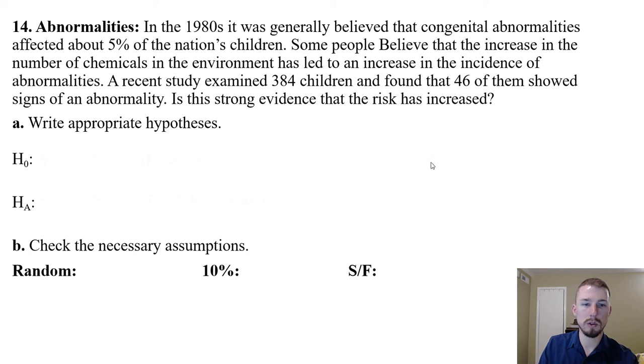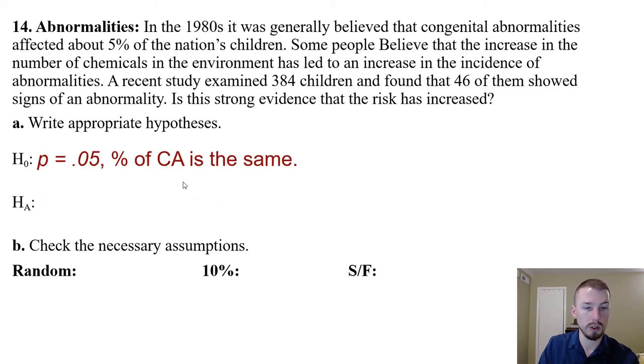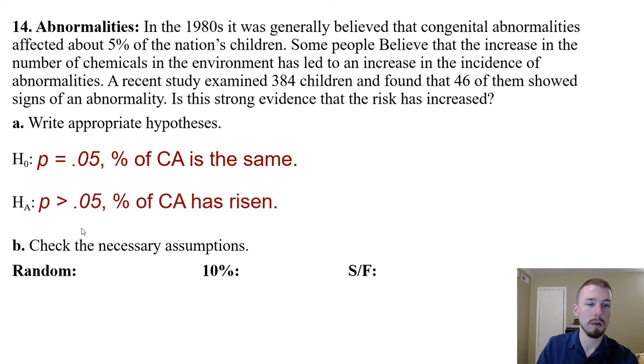So we're going to assume our null hypothesis is that it's still 5%, and then our alternative, we want to know if it's increased. So we want to know, is the proportion now higher than 5%? Our null is that the true proportion is 5%, which is that the percent of congenital abnormalities is the same. And then the alternative is going to be one-sided, which is going to say that the proportion has increased. We're not interested if it's gone down. We want to specifically know if it's increased.